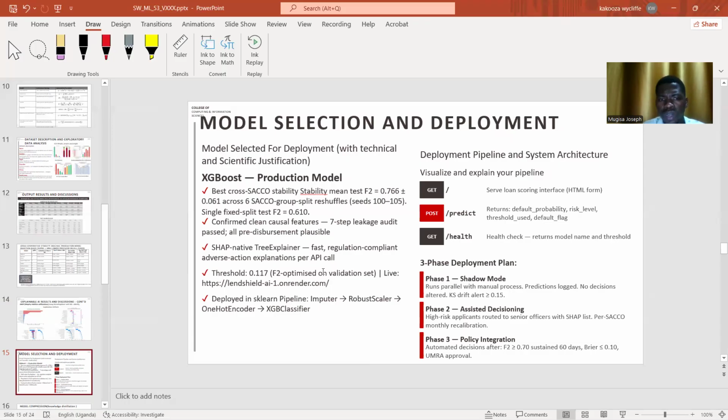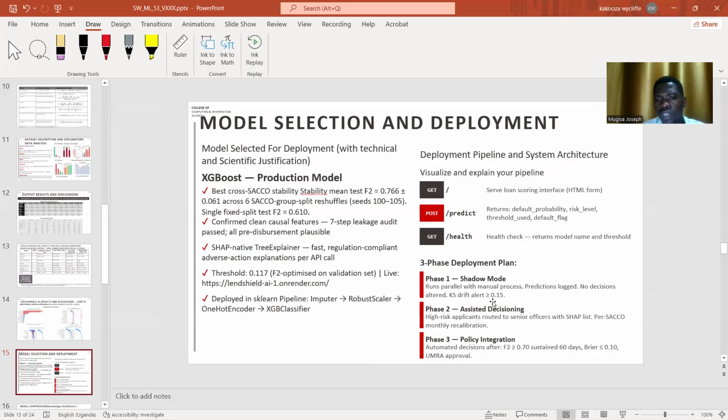And then afterwards, we deploy, and we expose these endpoints, whereby this one is serving the interface as of now for testing purposes, and this one is receiving the request to carry out the predictions.